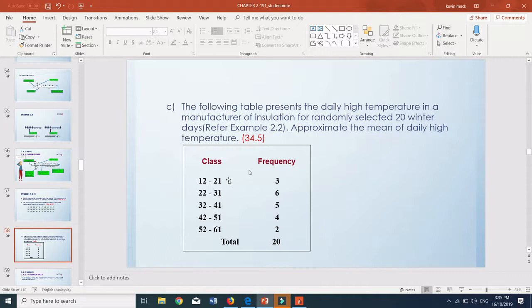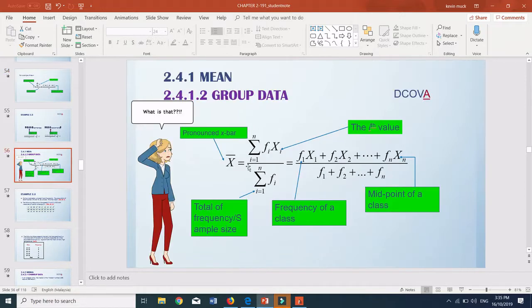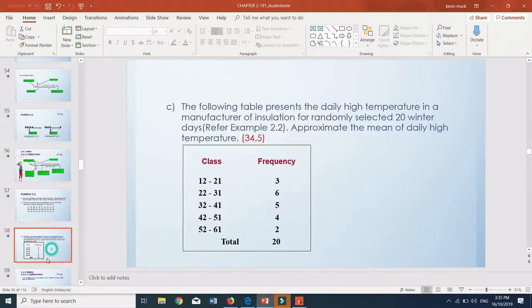So let's calculate it together. We will have the formula for the grouped data, which is this one. You have to sum up the f times x. The x is the midpoint of the class. Let's go and find the midpoint for the class.